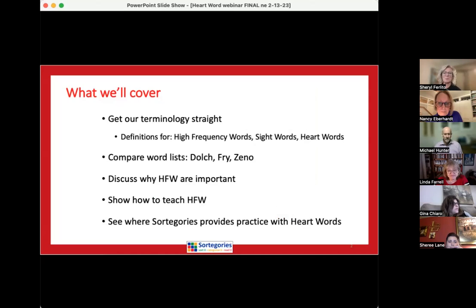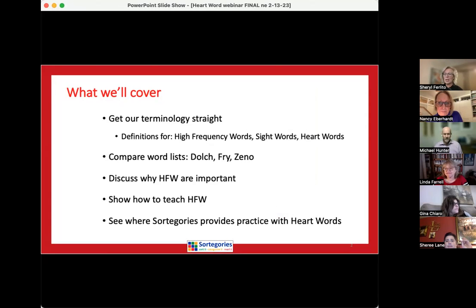We thought we would celebrate Valentine's Day talking about heart words with Michael Hunter and Linda Farrell from Readsters and Nancy and I from Sortegories. So we're excited to first get our words right.